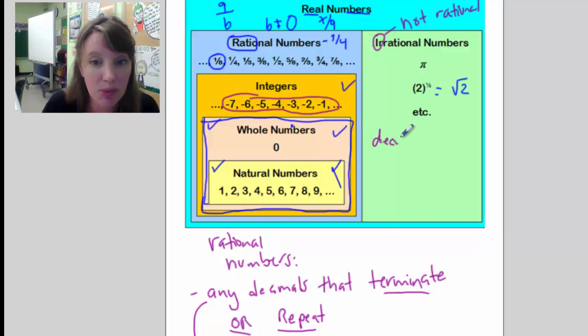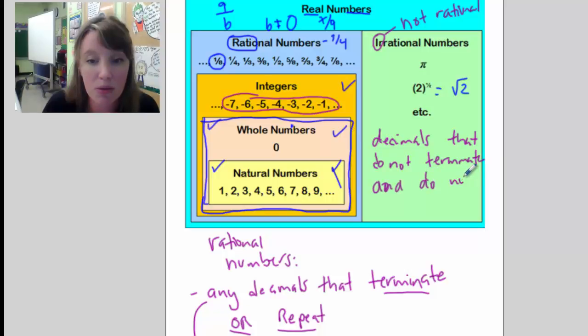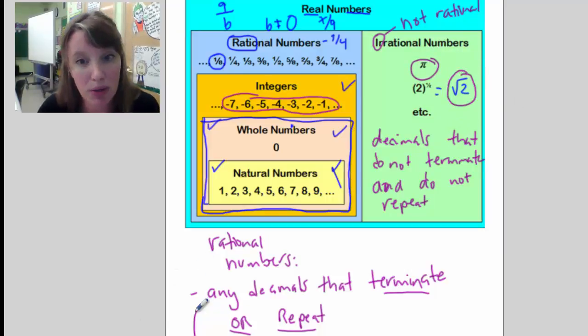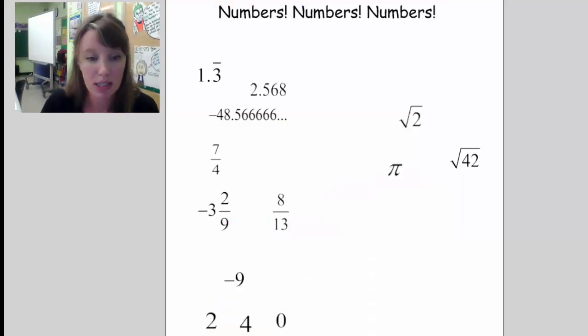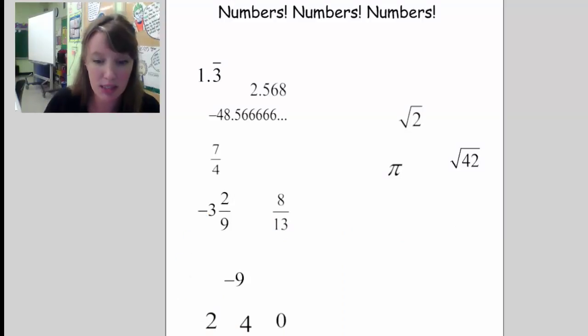So let's write that down. Decimals that do not terminate and do not repeat. Okay, we talked about pi being one of those type of decimals. We talked about the square root of 2 being one of those type of decimals. Okay, so if we go back to the classification here, we've pretty much classified it the way that our intuitive sense of classifying these numbers is about the same thing as what mathematicians have classified it as.